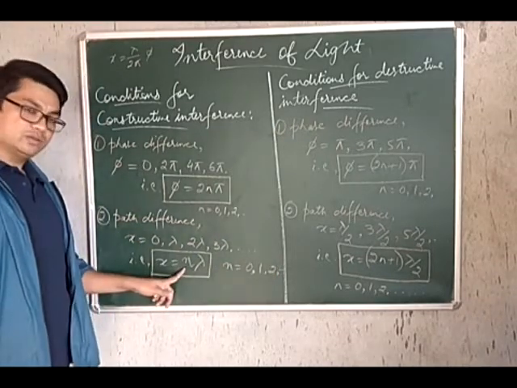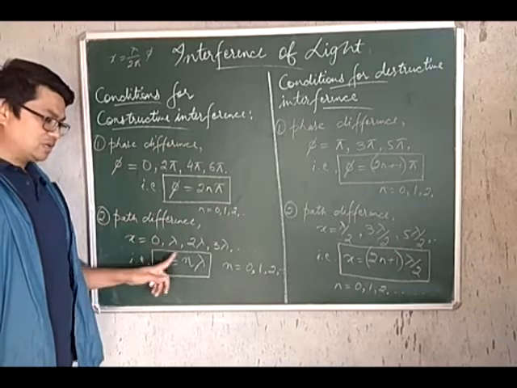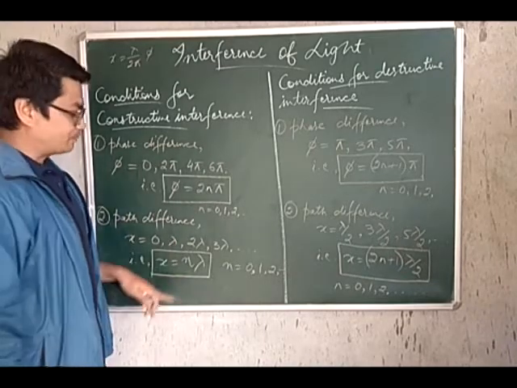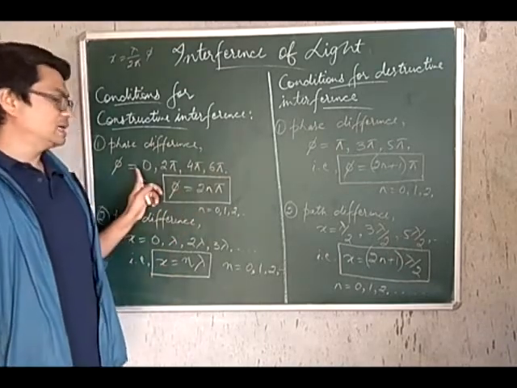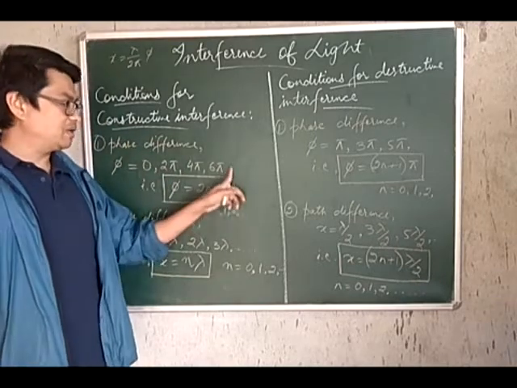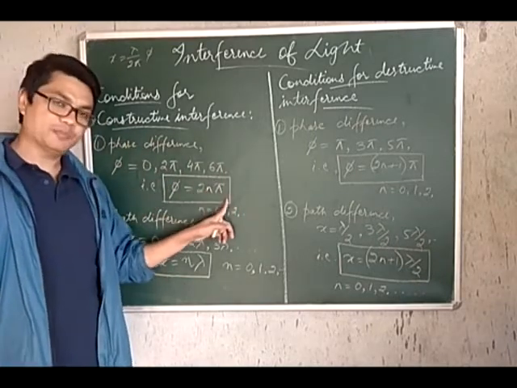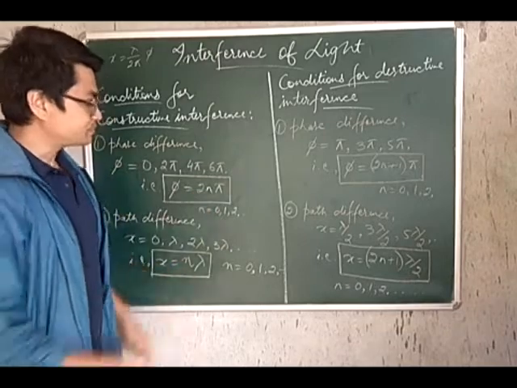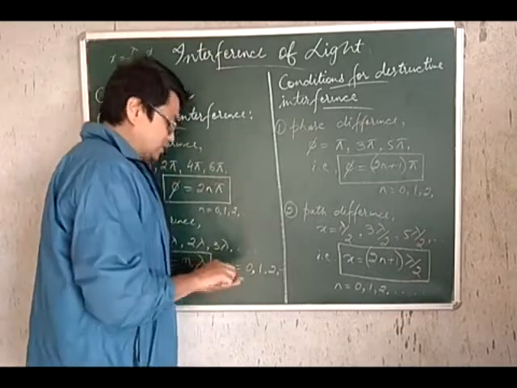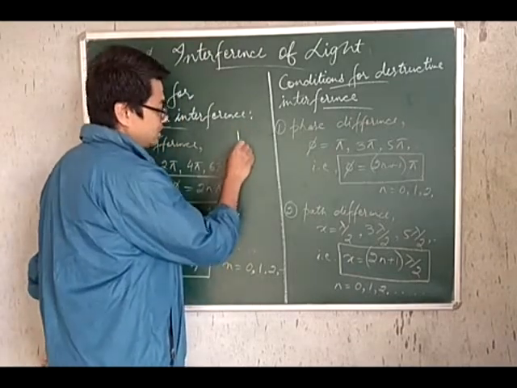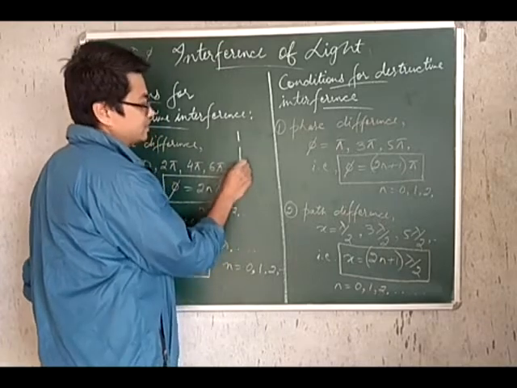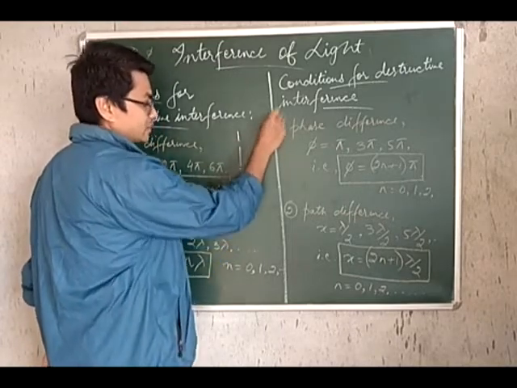When n is 0, then 0 into lambda gives you 0, 1 lambda gives you lambda, and so on. Likewise, the general way of saying even number multiple of pi is 2n pi. Okay? If these are two slits, so these are the two slits, and this is the screen.